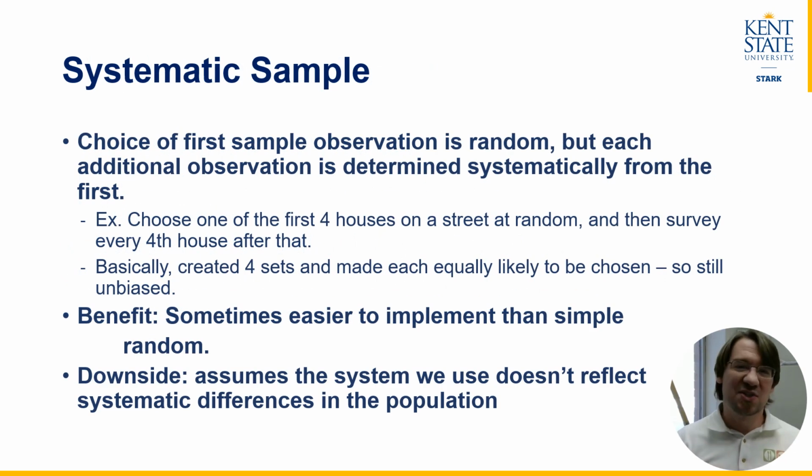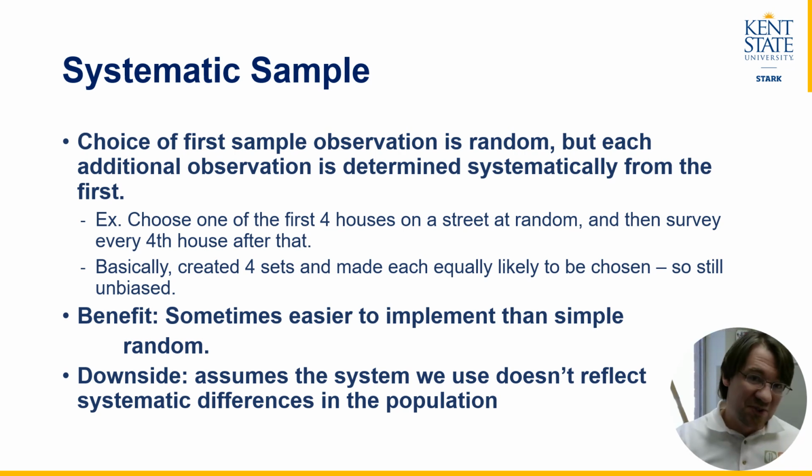A second option is a systematic sample. Here, the choice of the first sample observation is random, but each additional observation is determined systematically from that first. For example, I may randomly choose one of the first 4 houses on a street. Then I survey that house and every 4th house after that. So basically I have 4 sets of houses. I have numbers 1, 5, 9, and so on. Number 2, 6, 10, and so on. Number 3, 7, 11, and so on. And then number 4, 8, 12, and so on. So 4 different groups. And then I'm randomly selecting one of those groups.